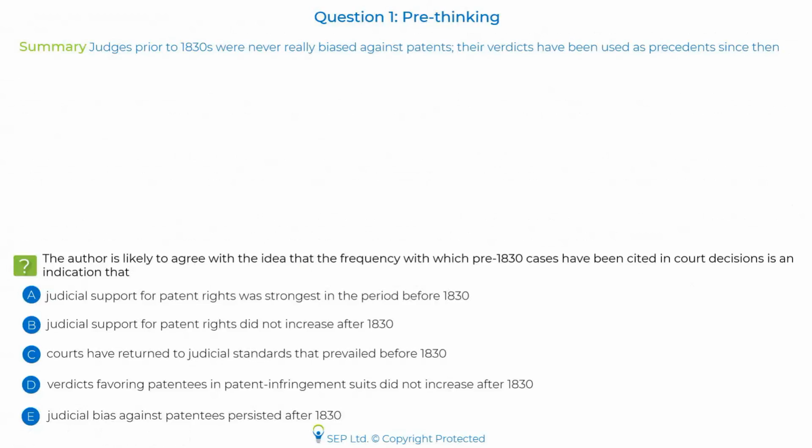Yeah. So the summary of the second paragraph where the author's opinion really is that judges prior to 1830s were never really biased, right? This is one part. And for that, the author says that the verdicts have been quoted later on as well. So that means this part is matching with this. Judges' support for patent rights did not increase after 1830. It was never biased.